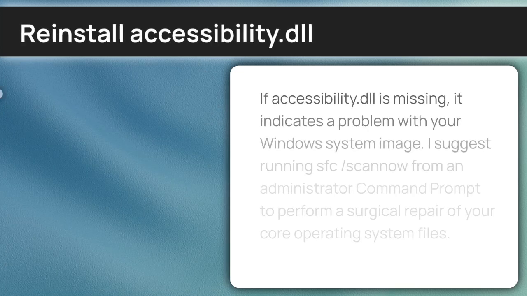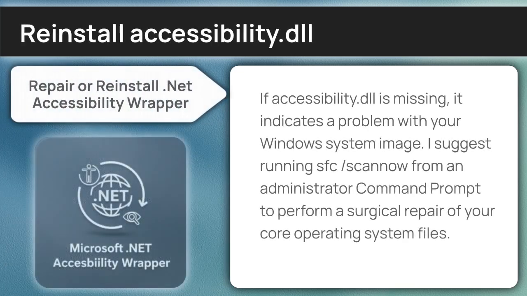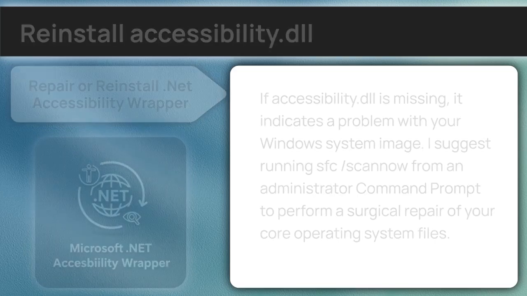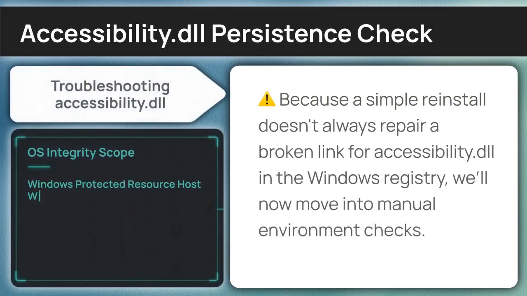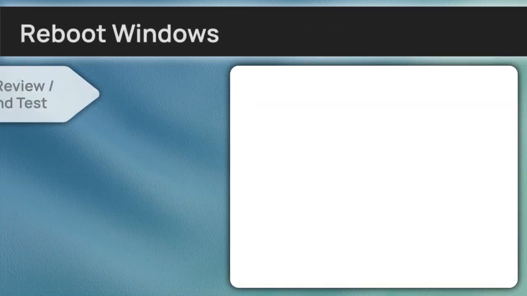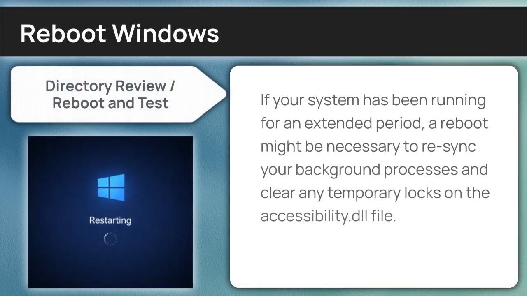If Accessibility Library DLL is missing, it indicates a problem with your Windows system image. I suggest running sfc /scannow now from an administrator command prompt to perform a surgical repair of your core operating system files. If the application still won't initialize, we need to shift our focus to how the Windows loader is interacting with the library. A standard reboot clears out temporary memory conflicts and gives the Windows loader another chance to properly register the Accessibility Library component during startup.